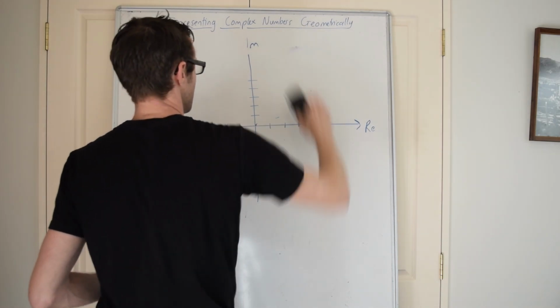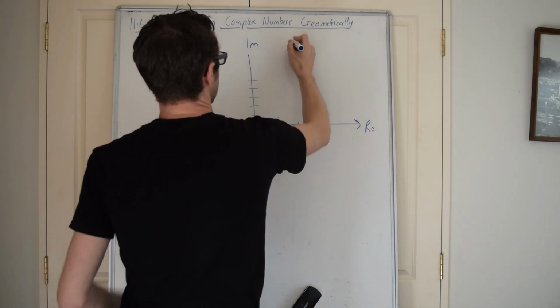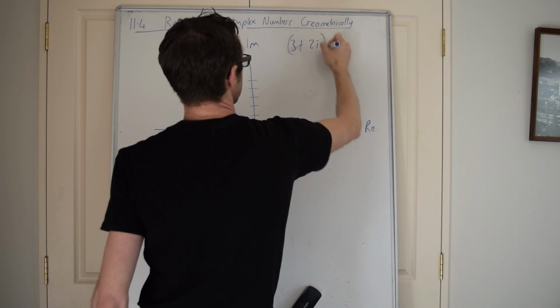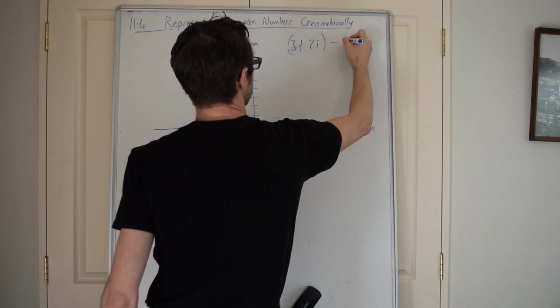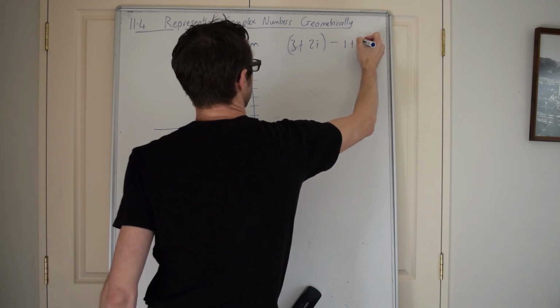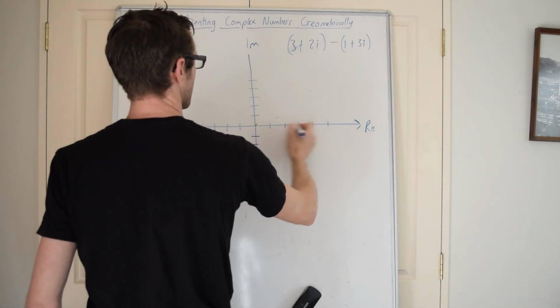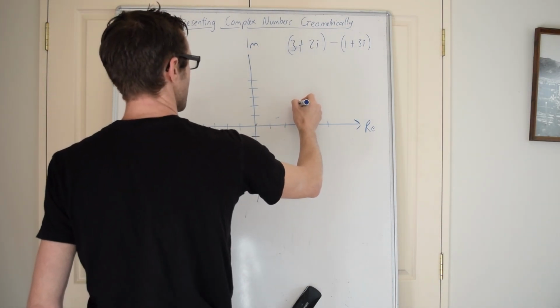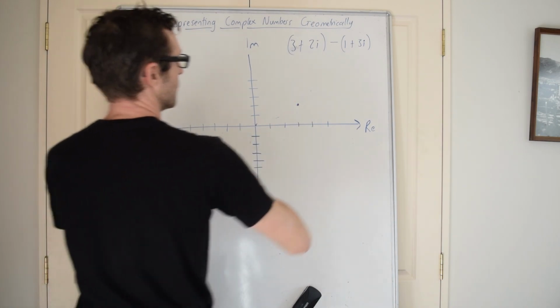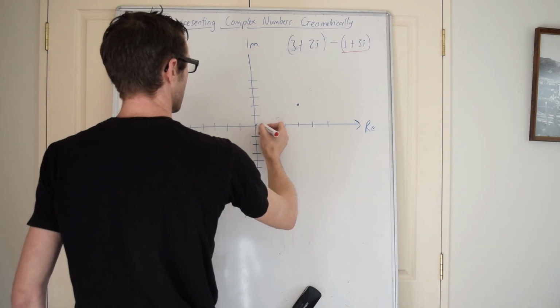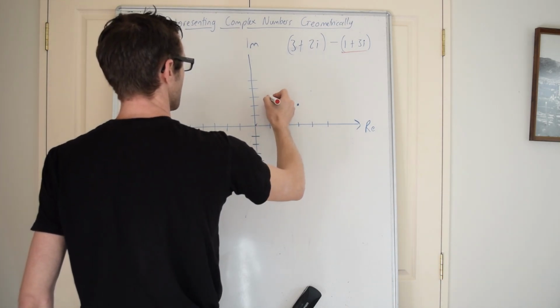Okay, so let's maybe say this time we've got 3 plus 2i, and I want to subtract 1 plus 3i. Okay, we're subtracting that. Now, let's just draw this first one in blue. So 3 plus 2i would be there. And then this one we'll do in red, right? 1 plus 3i would be here.